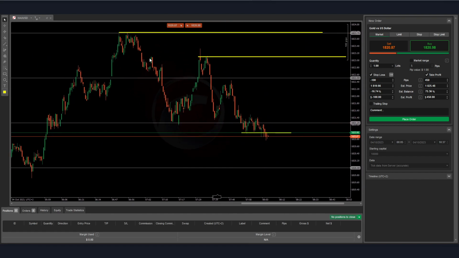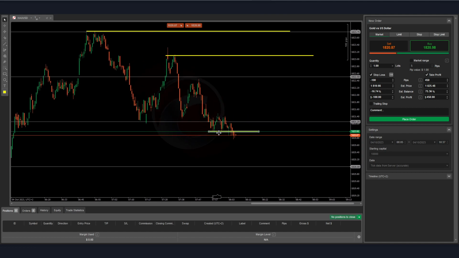We can see that there's already some volume, and just before exactly at the 8 a.m., which is the pre-London open, we had this spike up. This could have been a very high risk, high reward entry over here.